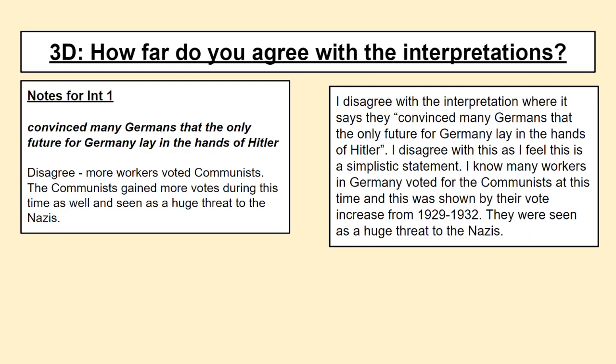And then my final point where I'm going to disagree with this simplification. I disagree with the interpretation where it says they convinced many Germans that the only future for Germany lay in the hands of Hitler. I disagree with this, as I feel this is a simplistic statement. I know many workers in Germany voted for the communists at this time, and this was shown by their vote increase from 29 to 32. They were seen as a huge threat to the Nazis.